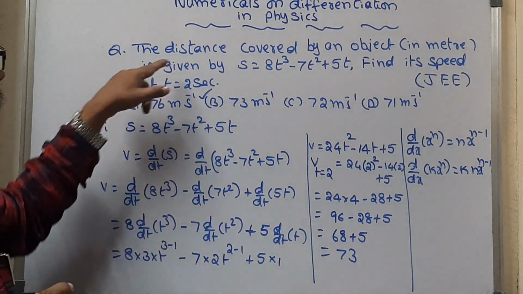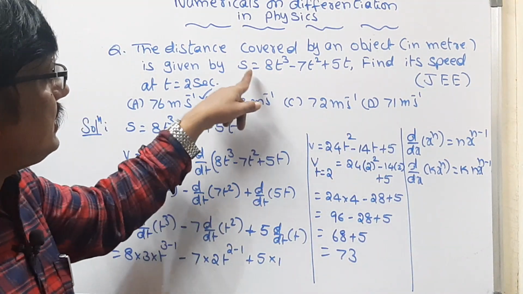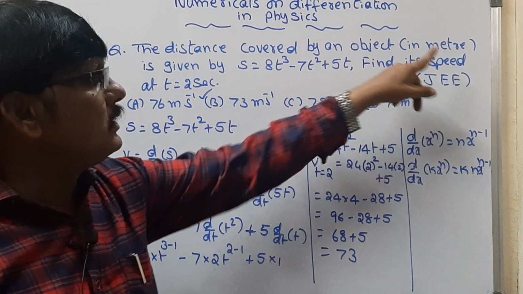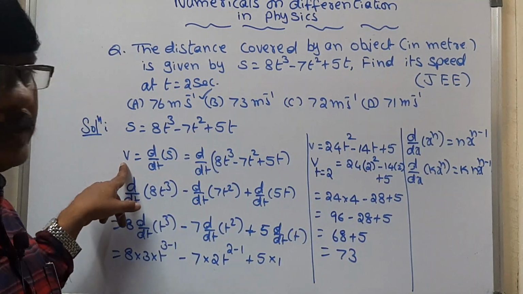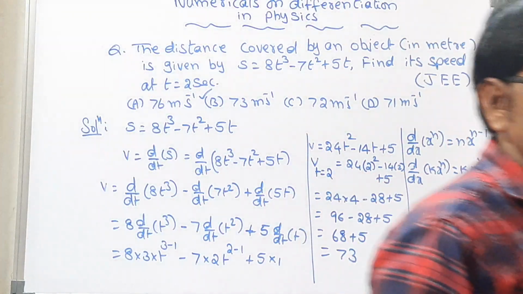In this way we can do it. Only two things you have to keep in mind: when the distance has been given, you have to identify what you have to find, the speed. Speed we have to find, and in terms of that we use the formula. Okay, just take a screenshot, and now one second.